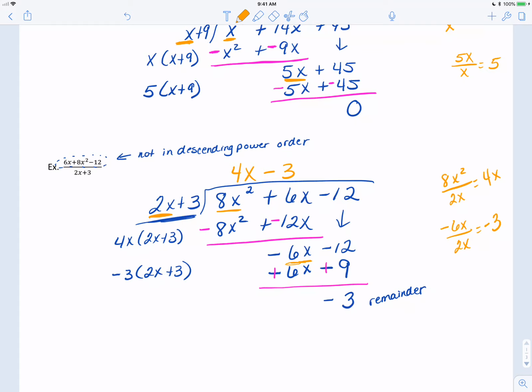So we're going to say take this number, minus 3, over our divisor, 2x plus 3. So you see where we got that? This is our remainder, so it goes up here on top out of this term. And that is your final answer.